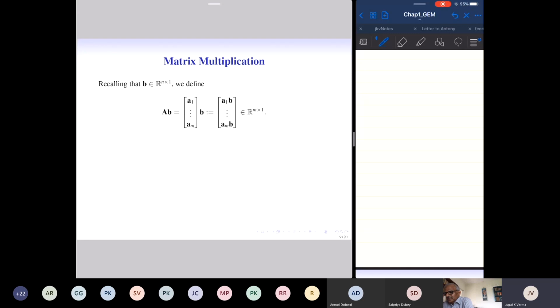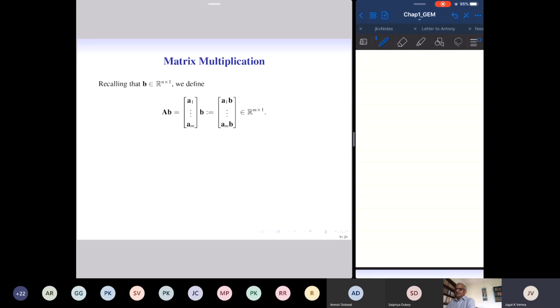Then we can write A times B. So display the row vectors A1, A2, Am. There are m row vectors, and times B. All these row vectors have n components, and the vector B also has n components. So we can take the products A1B, A2B, AmB, and A times B is a column vector with m components, and the components are simply A1B, which is the dot product of A1 and B, up to AmB, which is the dot product of Am and B. So this is how we are going to write the product of a matrix with a column vector.